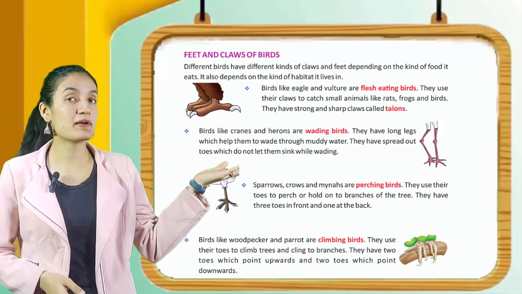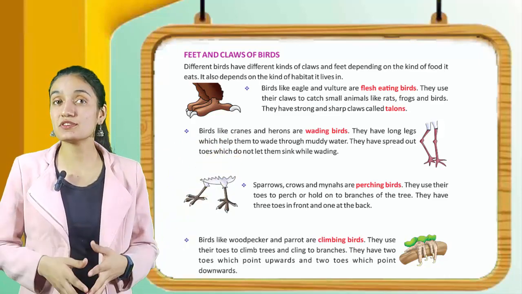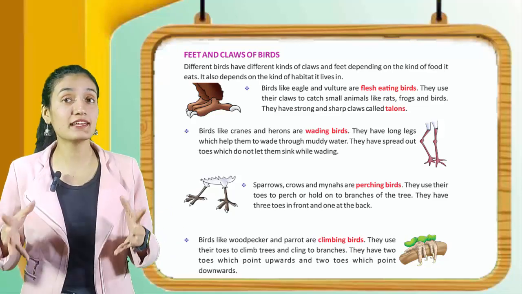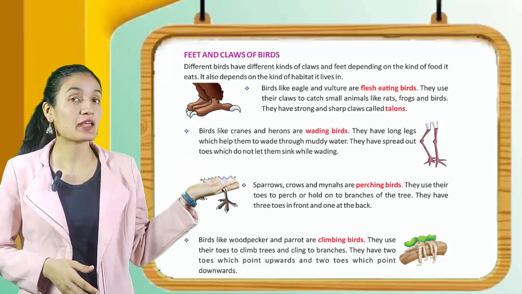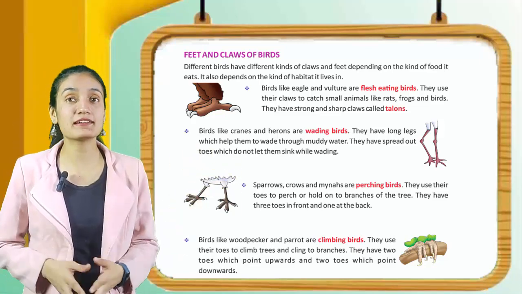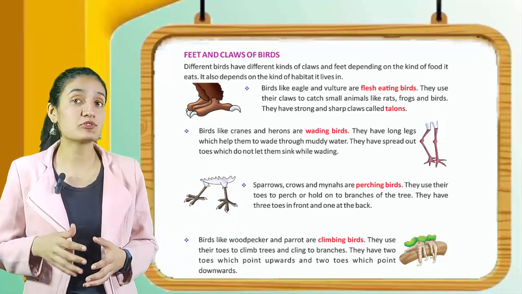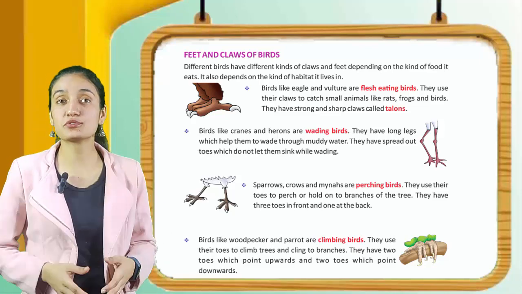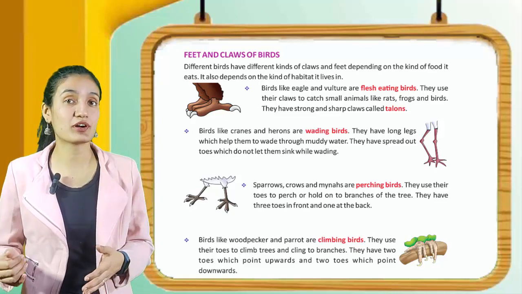Next, sparrows, crows and mynas are perching birds. They use their toes to perch or hold on to the branches of the trees. They have 3 toes in front and 1 at the back. Birds like woodpeckers and parrots are climbing birds. They use their toes to climb trees and cling to branches. They have 2 toes which point upwards and 2 toes which point downwards.